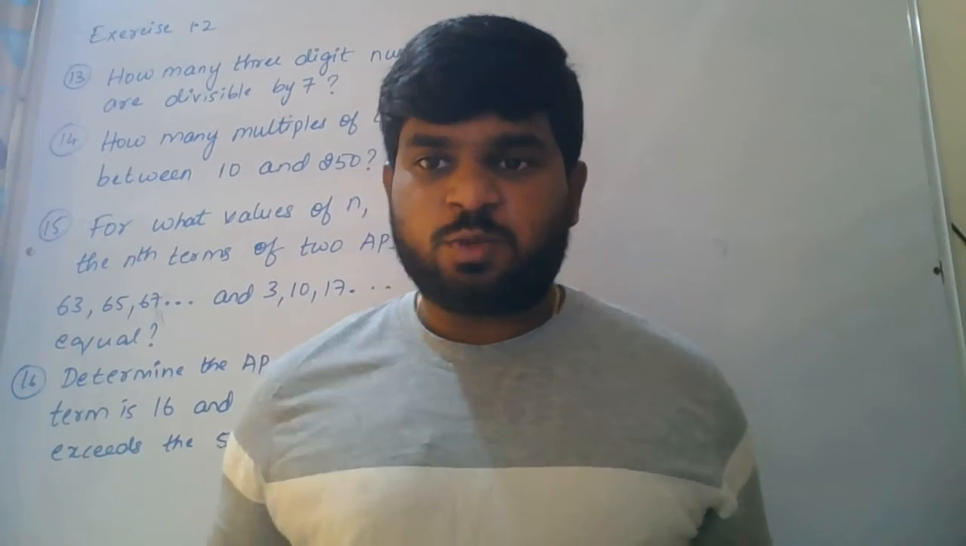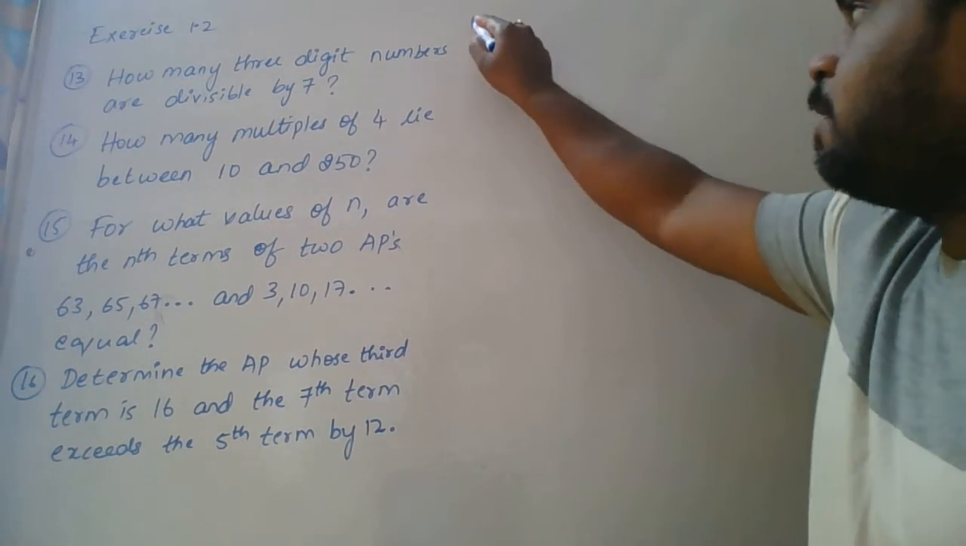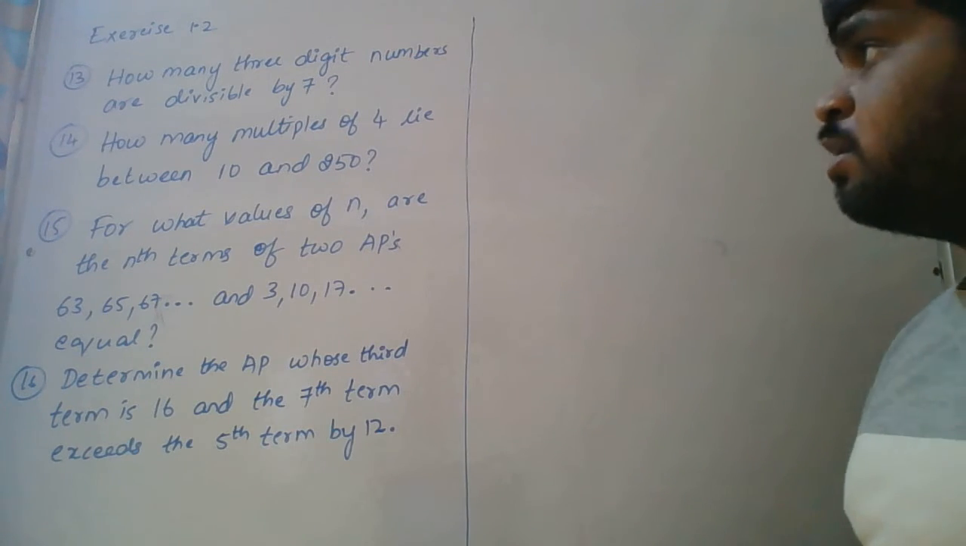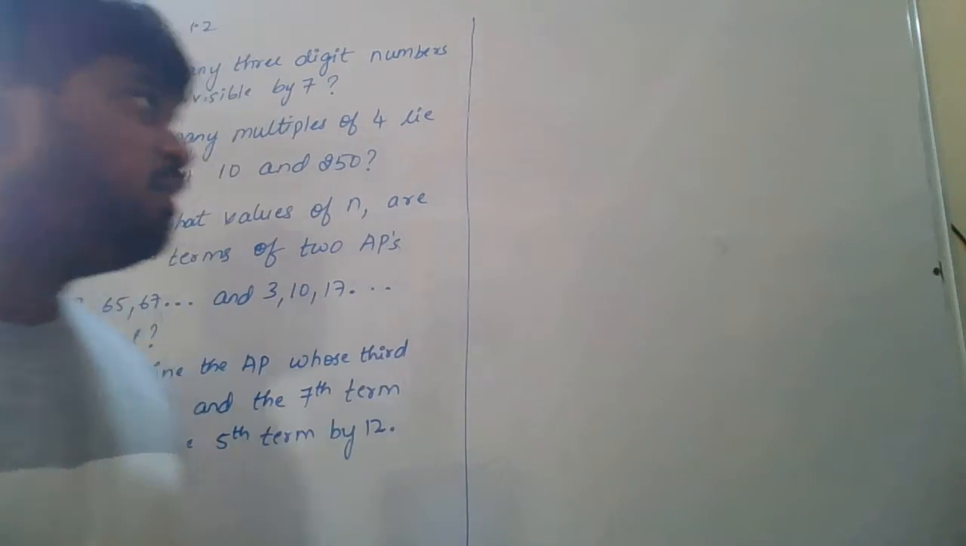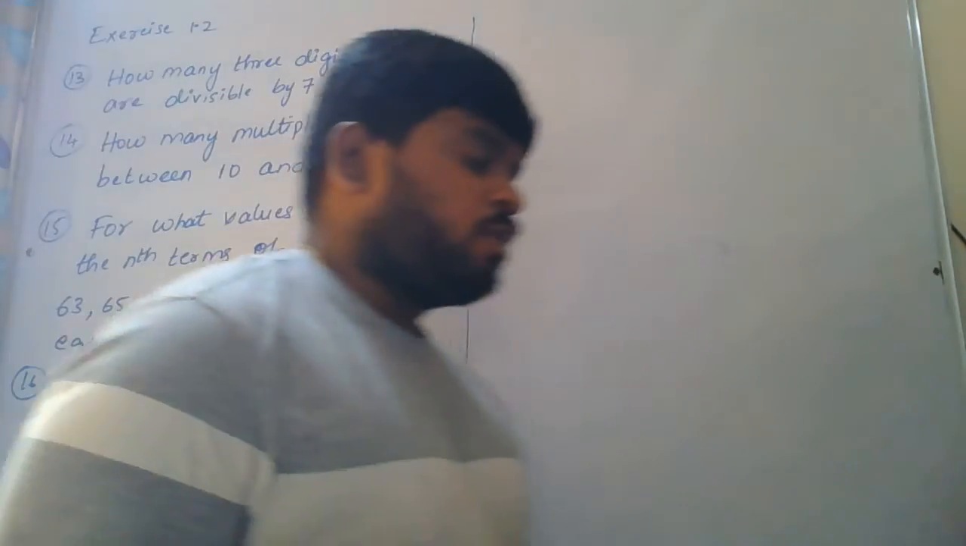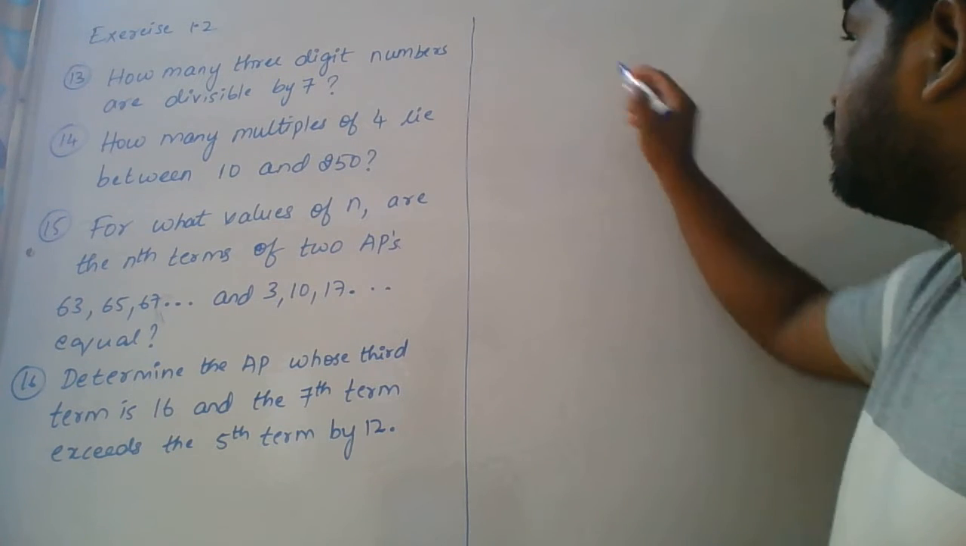Okay, students, let's continue with the next problem. The next problem: how many 3-digit numbers are divisible by 7? So that's the next question. Okay. Now, which is the smallest 3-digit number?